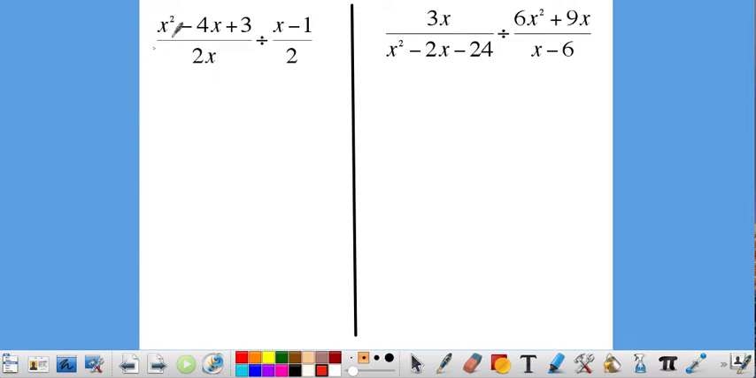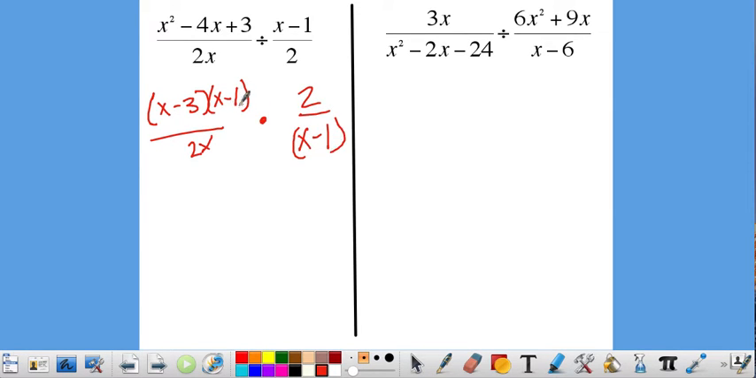For those of you who are still with me, we'll factor up here first. x minus 3 times x minus 1 over 2x, times the reciprocal, 2 over x minus 1. We're seeing the x minus 1s are going to cancel. The 2's are also going to cancel. So I'll cross those out.